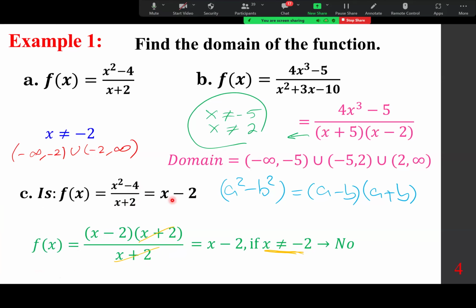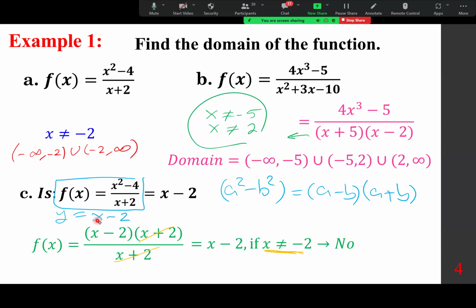Okay, so this is a rational function. This is a rational function. And this is a linear function. That's a line. When you draw this line, is it identical to this one? No. You draw this line and it gives you a hole at x equals negative 2. X equals negative 2, you put it here, gives you y equals negative 4.